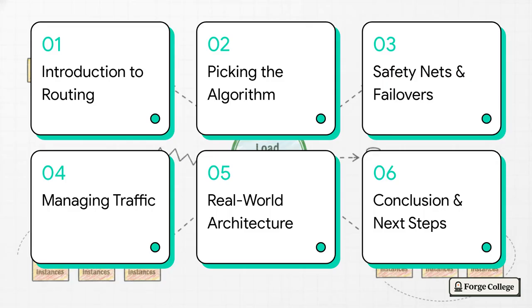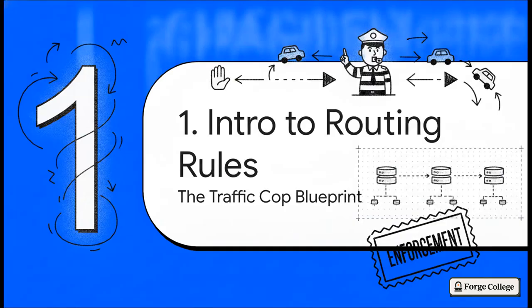Here's our agenda. 1. Introduction to routing rules. 2. Picking the right algorithm. 3. Safety nets and failovers. 4. Managing traffic and capacity. 5. Real-world routing architecture. And 6. Conclusion and next steps.